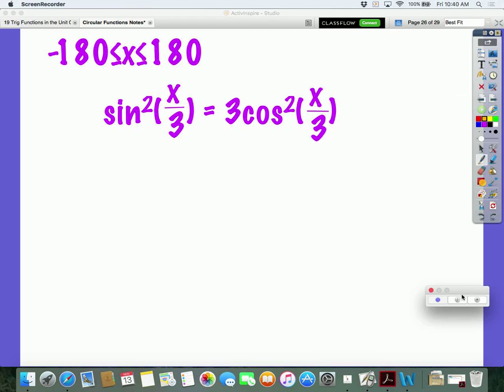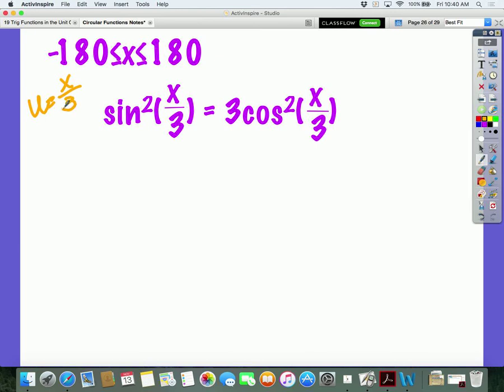Let's look at this one. All right, so for this problem, there's a lot going to be involved. So just so I don't get confused, because I can see myself getting confused, I'm just going to sub in a different variable for that x over 3. So that way I can look at it in a more simplified form, okay?